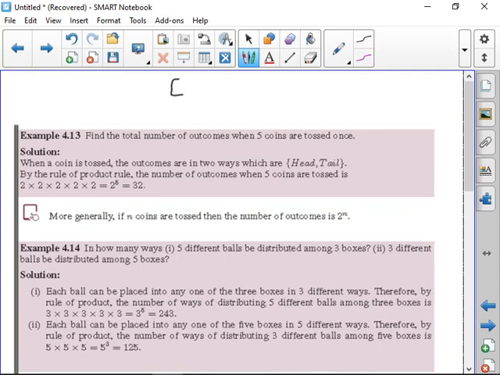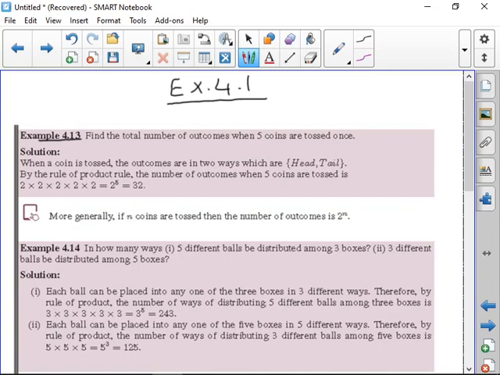Exercise 4.1. You remember the sum rule, the product rule, and the fundamental rule of counting. This is the next concept. What is example 4.13? Find the total number of outcomes when 5 coins are tossed once.